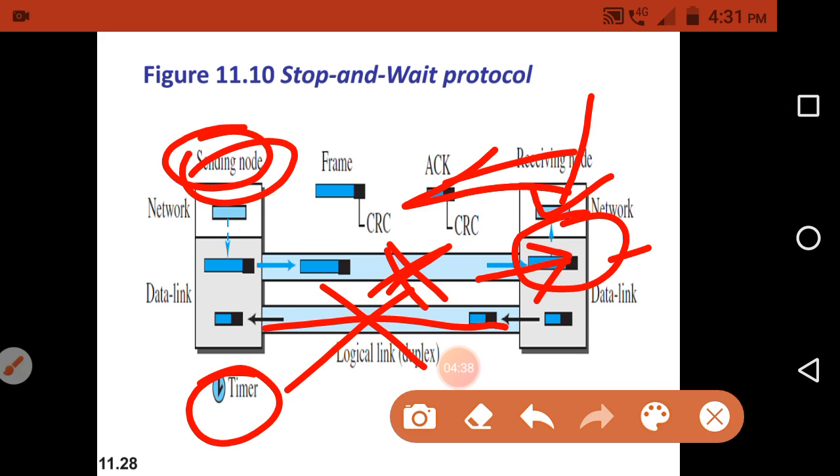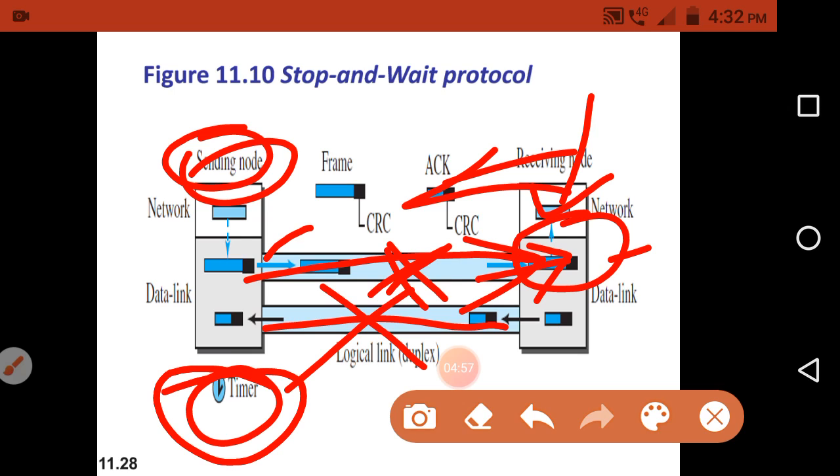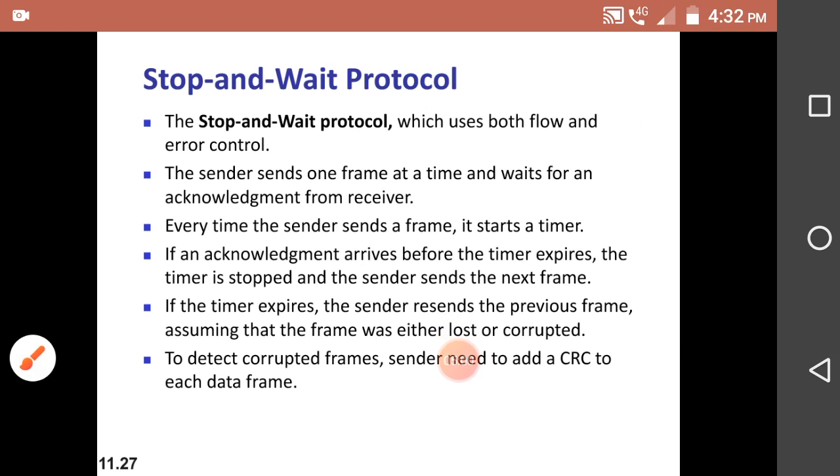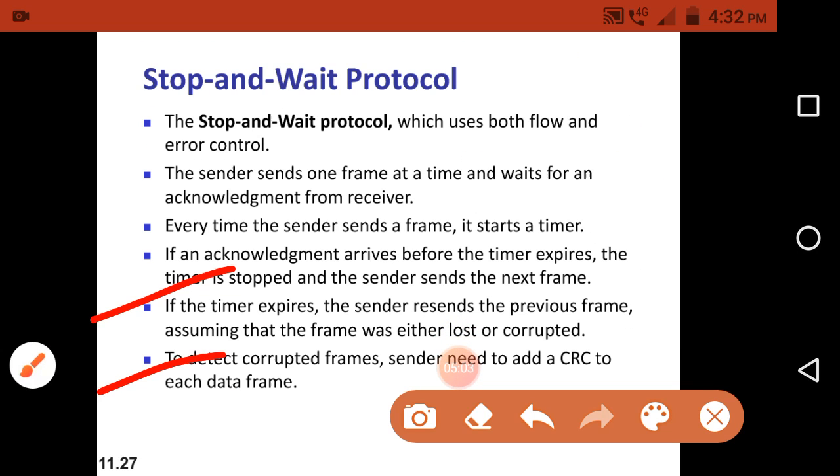The sender can then assume that the receiver has received a corrupted frame. That's why the sender node sends that same frame again to the receiving node, and at the same time it restarts the timer. So that is the fourth point.